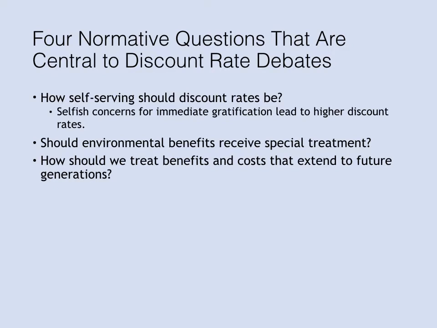Number 3, how should we treat benefits and costs that extend to future generations? When future costs and benefits accrue to another generation, self-interested discount rates may rationally be higher than when they accrue to the generation making the decisions. So this depends on the extent to which people involved feel responsibility to future generations or derive utility from providing benefits for others. If you really care about future generations, I suppose your discount rate would be lower relative to if you care about yourself or the immediate next generation.